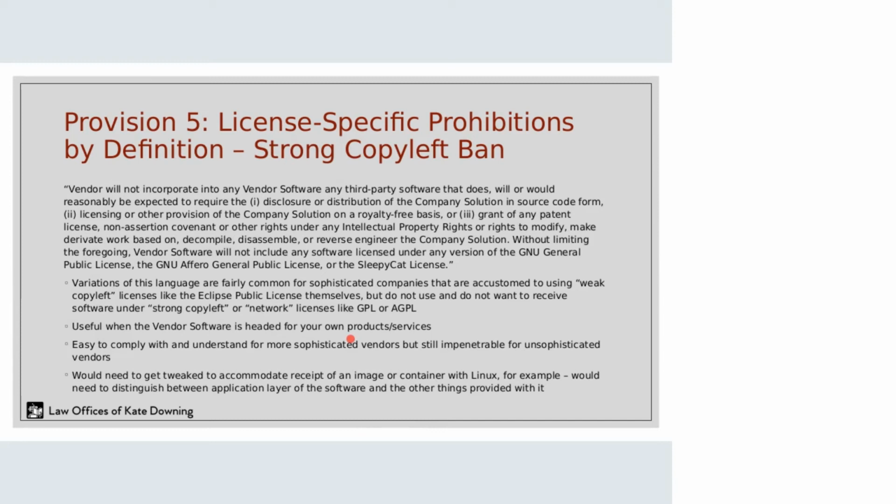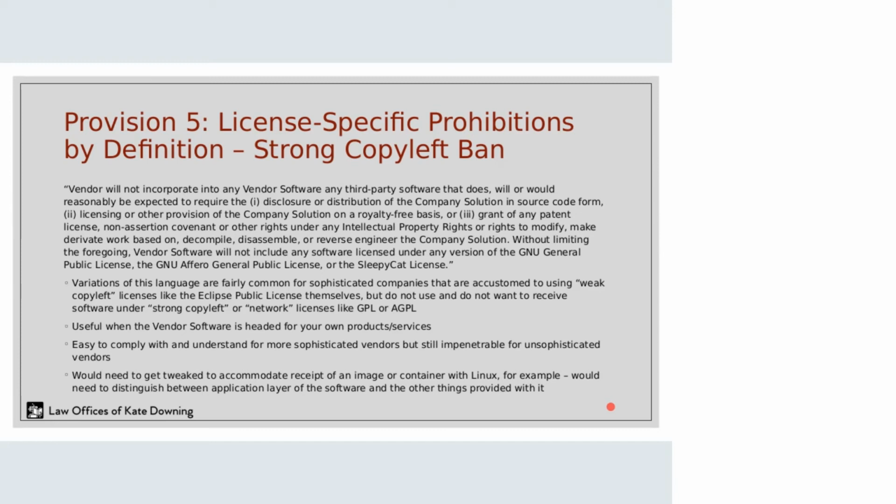Provision 5, license specific. Okay, so strong copyleft ban. The last slide we looked at gave you sort of copyleft language, which was, hey, don't give me anything that requires that when I redistribute the code, I also redistribute the source code. And so it was very blanket, right? Because it included CDDL, Eclipse Public License, Mozilla.